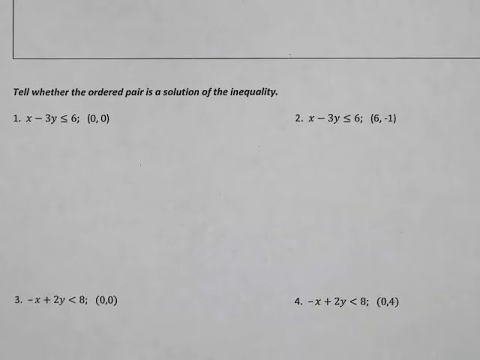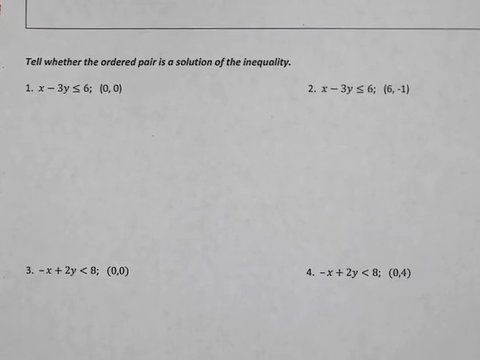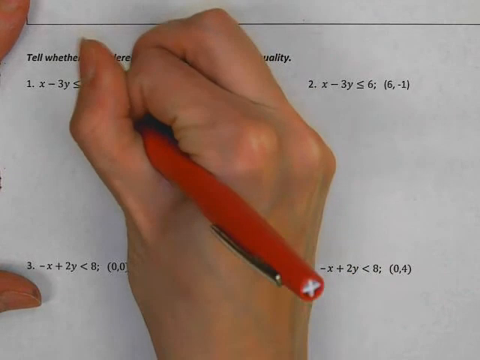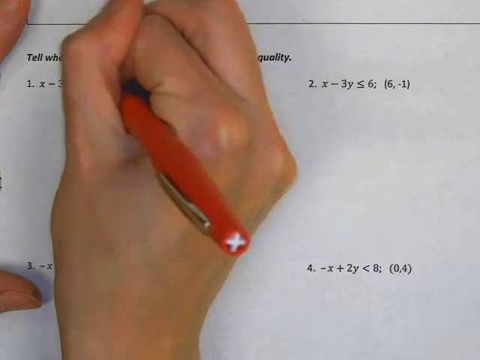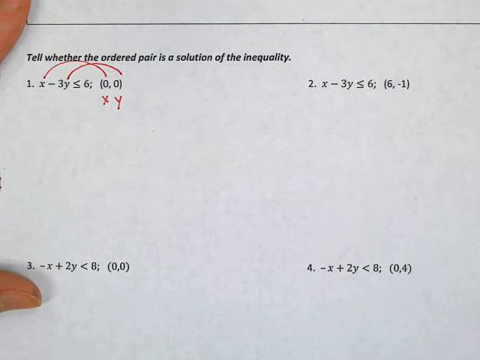So it says, tell whether the ordered pair is a solution of the inequality. So your answer is going to be yes or no, solution or not a solution. And it is as simple as plugging it in and seeing if it's true or false. So remember, the first number in each ordered pair is x, and the second number is y. So we're just going to plug in 0 for x and 0 for y and see what we get.